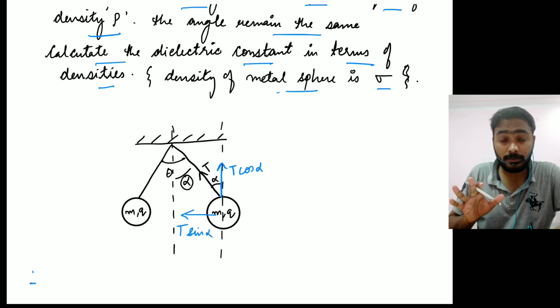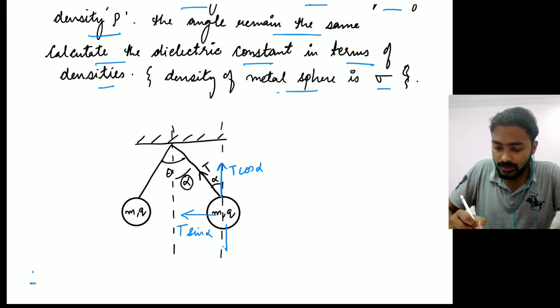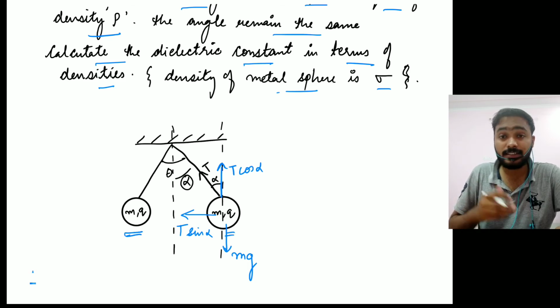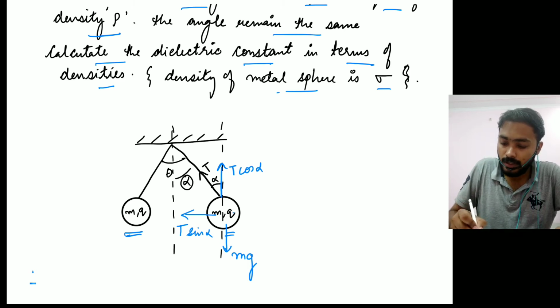I hope that is understandable, right? Because of the mass they will experience gravity, so mg will be acting in the downward direction. Also, both the bodies have charge q, and positive charge. That means they are going to experience a repulsive force also. So repulsive force will be in this direction.